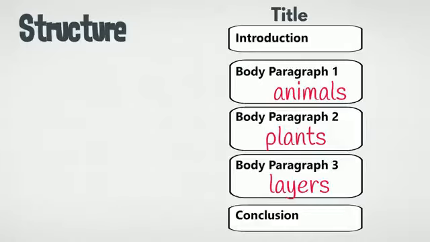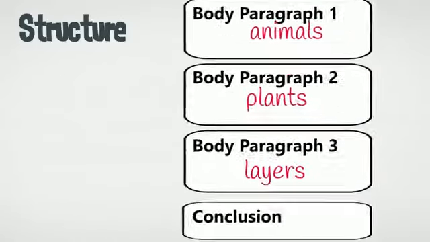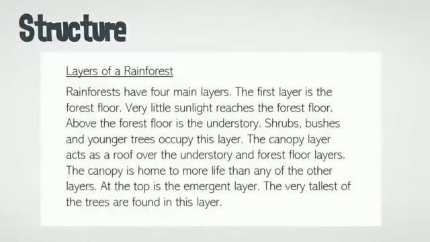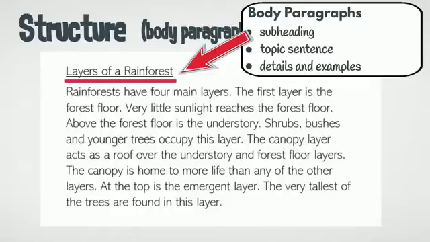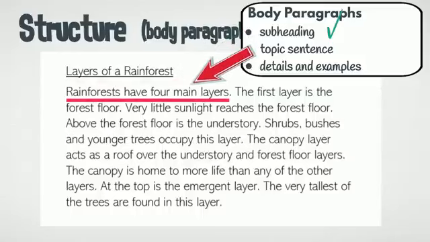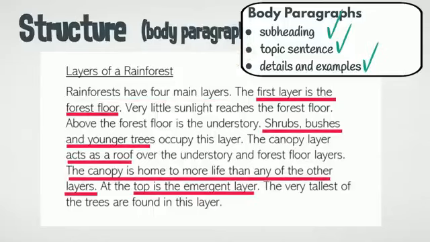Let's take a closer look at one of these body paragraphs. Body paragraph 3, Layers. Here is the subheading, Layers of a Rainforest. Here is the topic sentence, Rainforests have 4 main layers. Just like the subheading, this signals to the reader what the paragraph is about. The rest of the paragraph provides details and examples, all focused on the subtopic, Layers of a Rainforest.